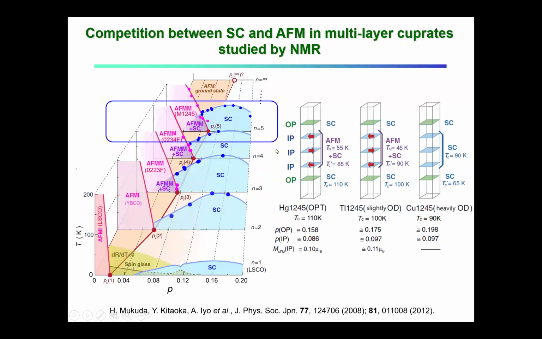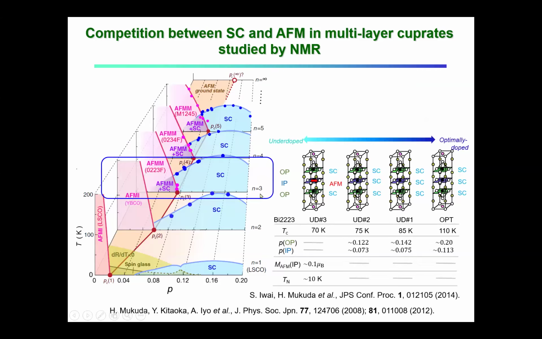But we have studied the triple layer carefully again, and in the triple layer, this effect of antiferromagnetism is much weaker. Overdoped and optimally doped samples are all superconducting. And there is antiferromagnetic order, but the Néel temperature is quite low.